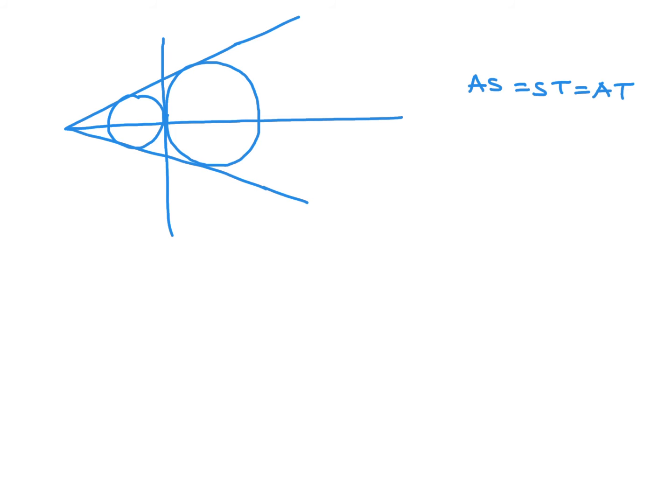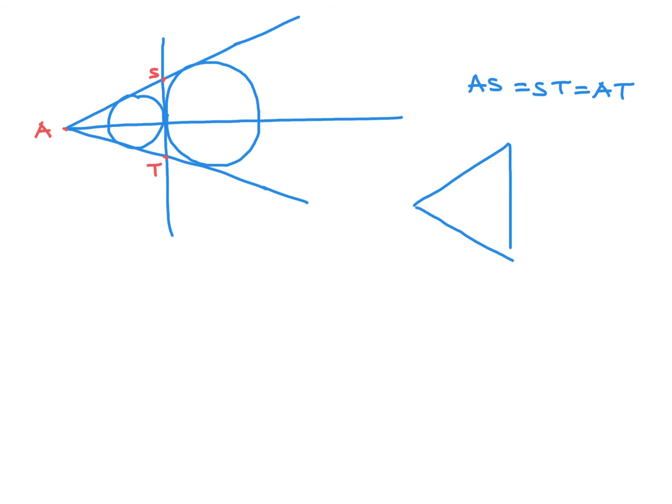Let me use a different color here, let me use red. This is S right here, and this point is T, and this guy down here is A. So they want AS to equal ST to equal AT. So basically what that means is the equilateral triangle. Now, it doesn't look equilateral, sorry about that, but you guys get the point. If it is equilateral, I'll draw it again here to avoid it being messy.